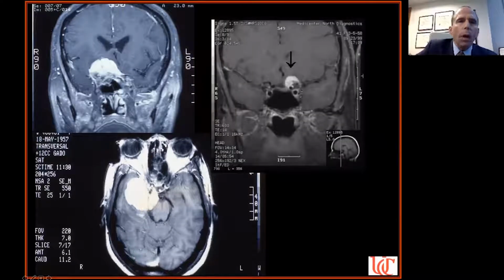This is a small clinoidal meningioma. Again, these will be the same intensity as brain unless you give gadolinium. They can be invisible without the gadolinium. If they're huge, you're going to see it. If they're smaller, you might not.